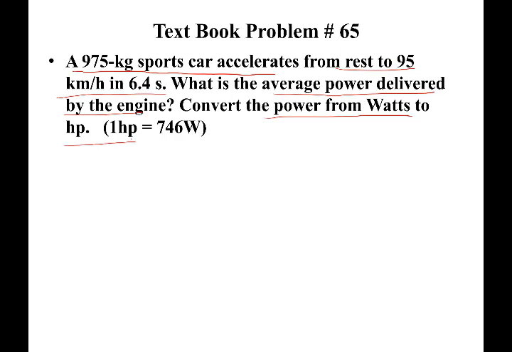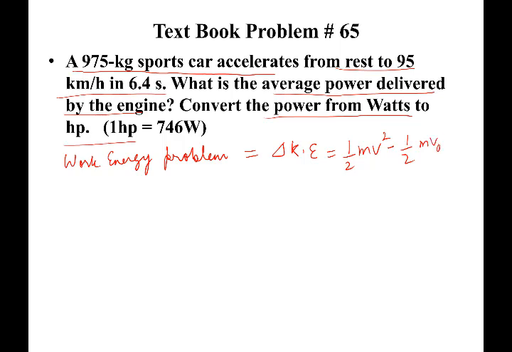So the average power is the energy transferred per unit time, and the energy transformed is the change in kinetic energy of the car. So it's a typical work energy problem where the work done is basically the change in KE. And the change in KE is 1/2 mv squared, that is final, minus 1/2 mv naught squared, which is initial. Since the car is accelerating from rest, the initial velocity v naught is 0, and the final velocity is 95 kilometers per hour.